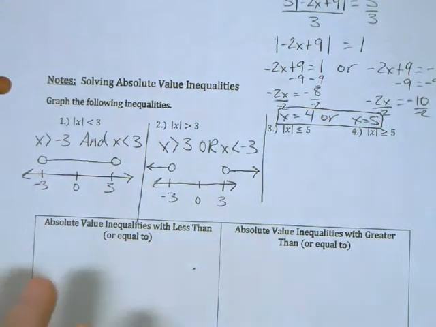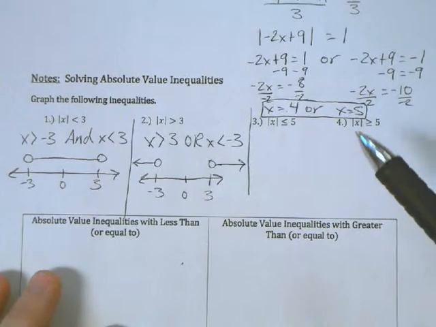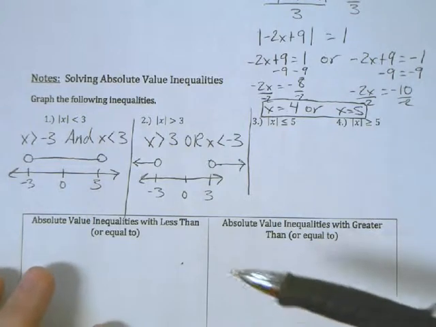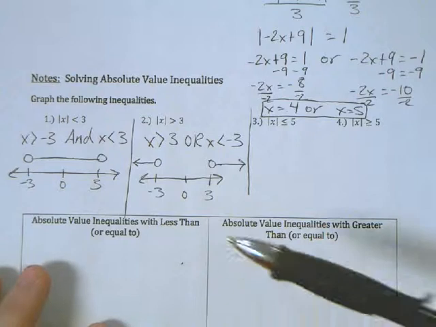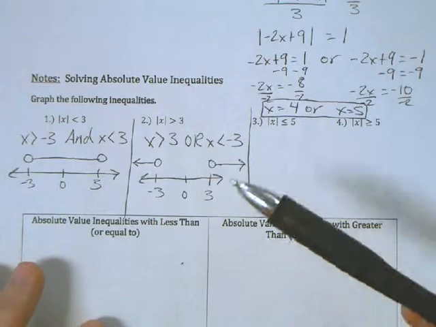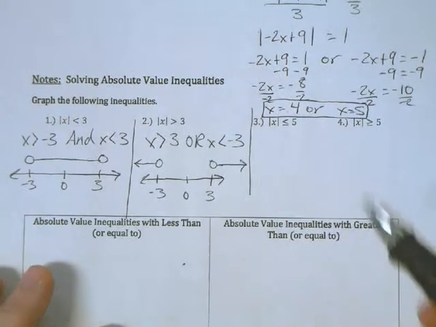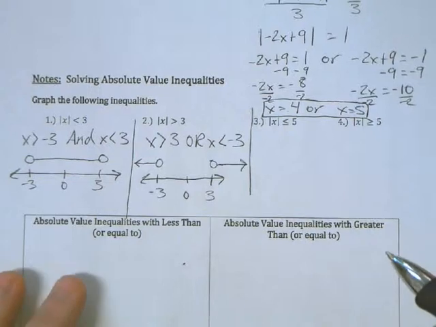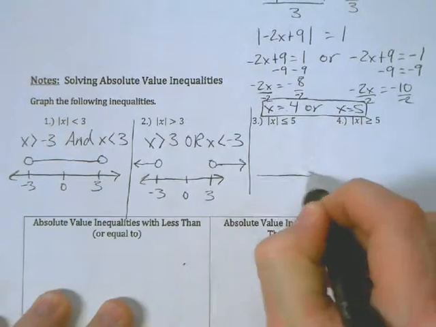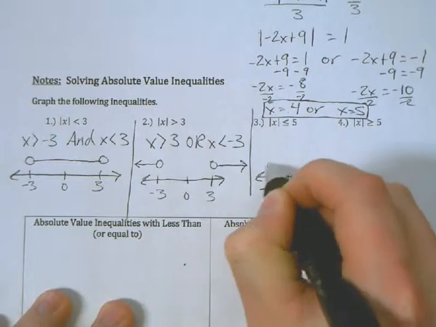What did number 3 look like? Someone tell me what number 3 looks like. Did we do number 3? Oh, Ben, good. Well, let's just do the number line. Closed circles on negative 5 and 5.